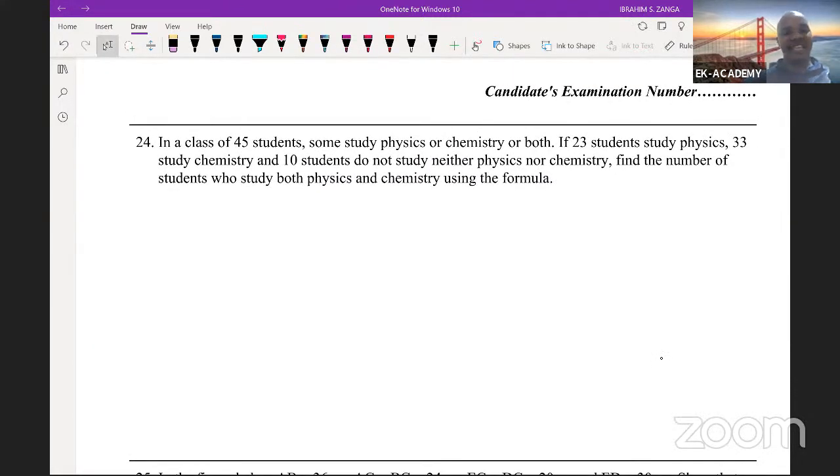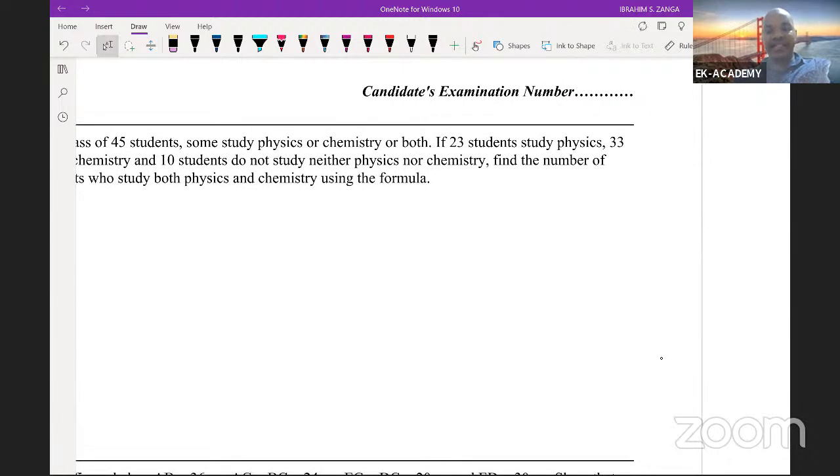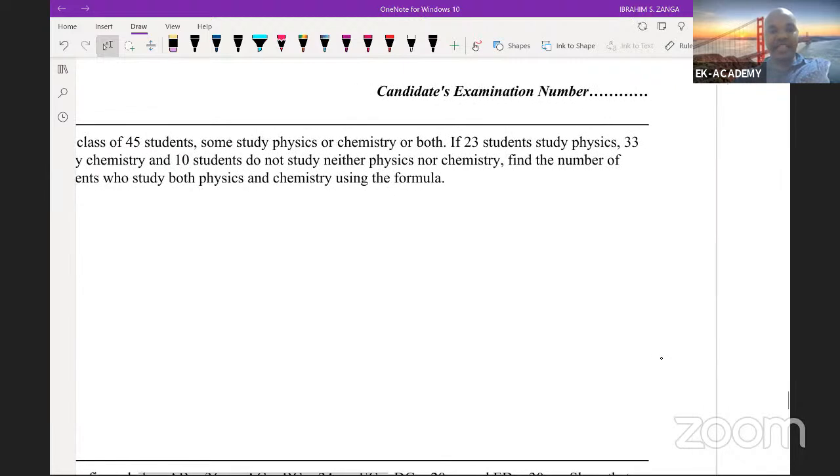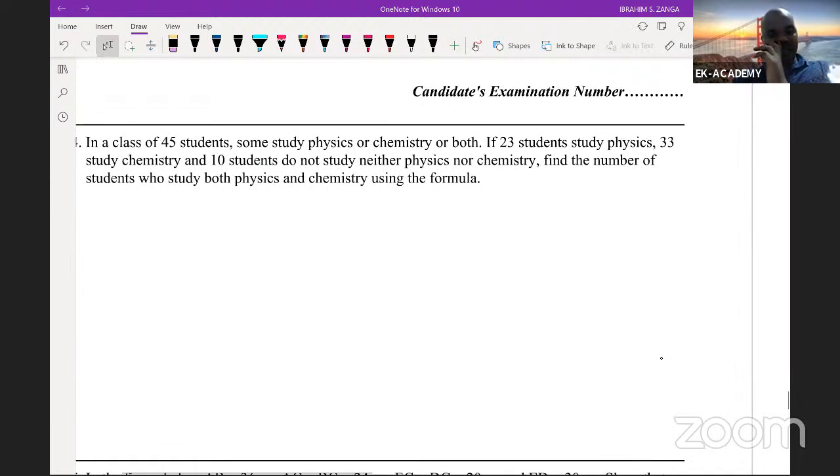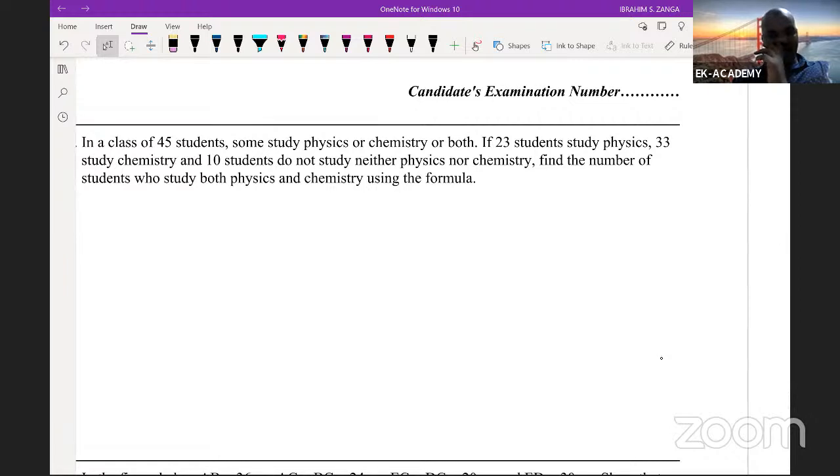Question number 24 now. In a class of 45 students, some students study physics or chemistry or both. So that is the information. If 23 students study physics, 33 study chemistry, and 10 students study neither physics nor chemistry, find the number of students who study both physics and chemistry using the formula.